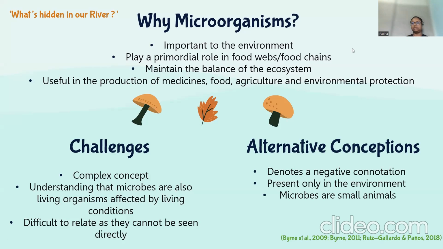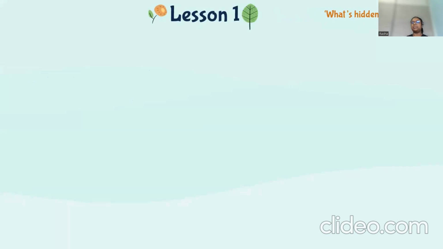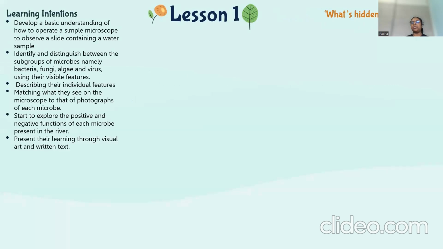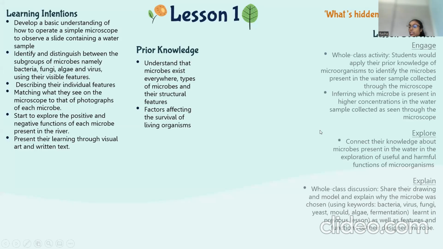The first lesson will see students developing a basic understanding of how to operate a simple microscope to observe a slide containing a sample. They will also be tapping on their prior knowledge to identify, describe, and match the different microbes present in the water sample, which are bacteria, fungi, algae, and virus. They would be doing so with the aid of flashcards containing visuals of each microbe. They would additionally continue the exploration of the helpful and sometimes harmful functions of each microbe found in the river. And lastly, they would draw their favorite microbe and state why they chose it, as well as create their own microbe, which would be shared and discussed as a class.